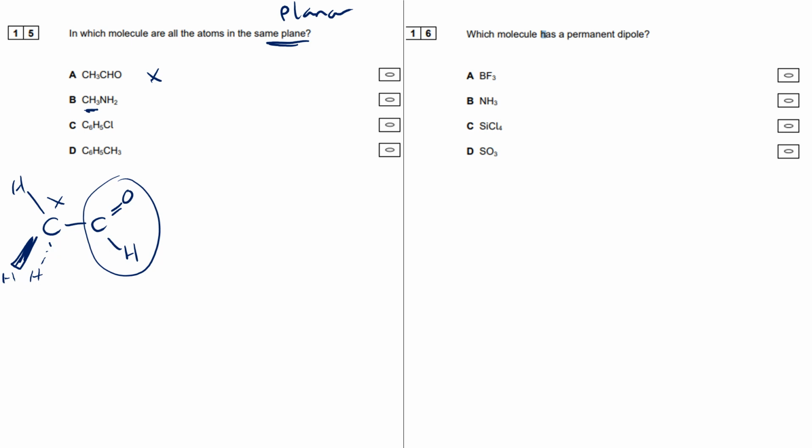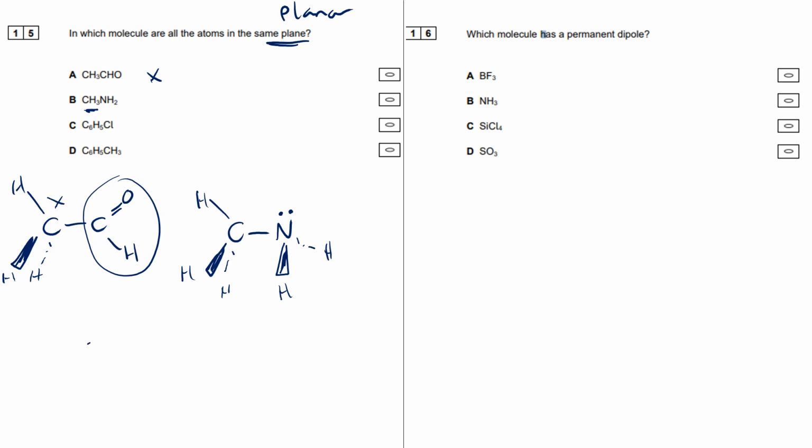Again, you have a CH3 group in methylamine. So you're going to have your tetrahedral structure here, bonded to your nitrogen. Nitrogen has 1 lone pair, so you're going to have your pyramidal structure. So none of it's planar around methylamine.